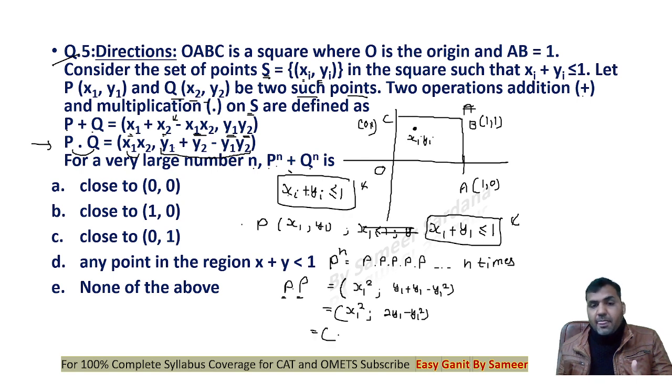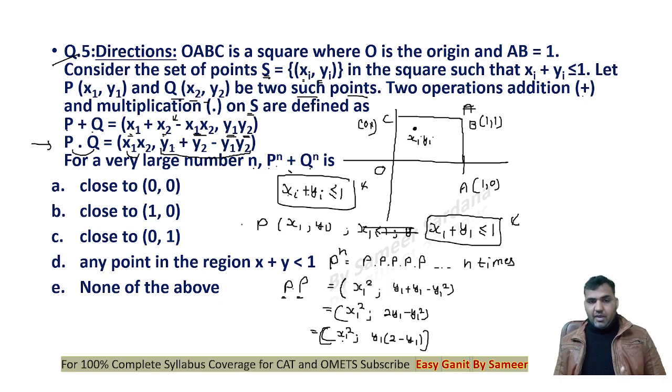Now this is x1 square, and y1 can be taken as common, and this is 2 minus y1. Now observe this, guys. If I'm having a value which is less than 1, if I'm having x1 which is less than 1, then on multiplying n number of values, and it is clearly mentioned that n is a very large number, so a value which is less than 1 and you are multiplying it a number of times.